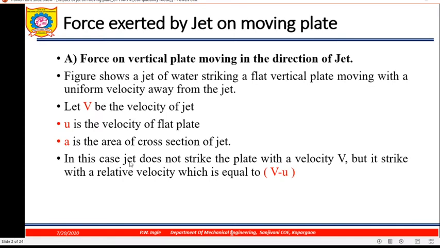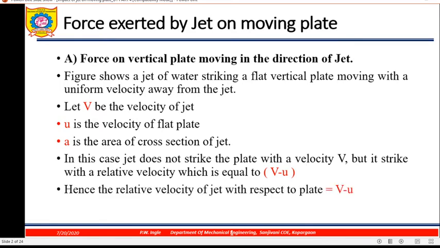cross section of jet. In this case, the jet does not strike the plate with a velocity V, but it strikes with a relative velocity V minus U. Therefore, the relative velocity of jet with respect to plate is V minus U. You see, in case of a fixed flat plate, the plate velocity is 0. But here, the plate is also moving along with the jet. That's why the velocity with which the plate is moving is nothing but the relative velocity. So it is the difference between velocity of jet and plate velocity. It is V minus U.